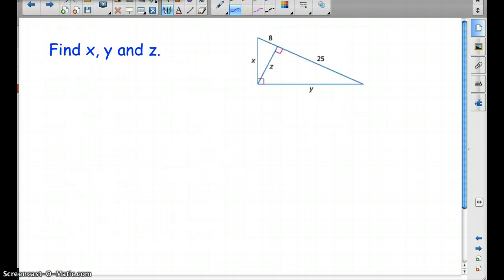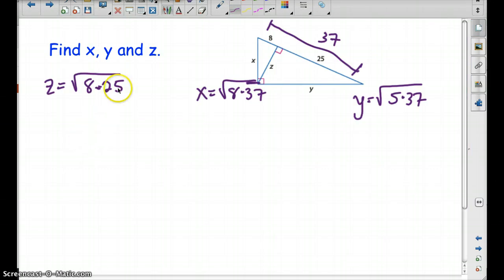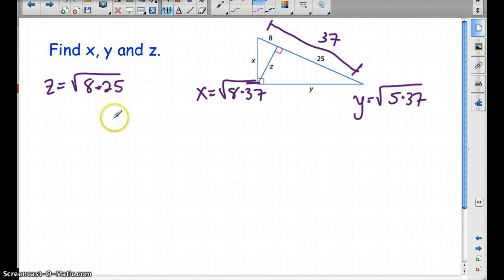Okay, let's go ahead and do this one. Since we're short on time, I went ahead and wrote out the work for you, and this is what you should get. If you have any questions, please write them down. I'm going to ask at the beginning of class if there were any questions. So z is going to equal the square root of 200, which is 100 times 2, so it's going to be 10 square roots of 2.